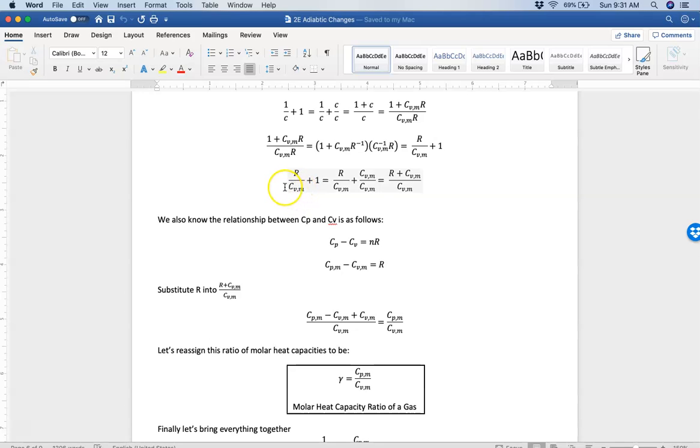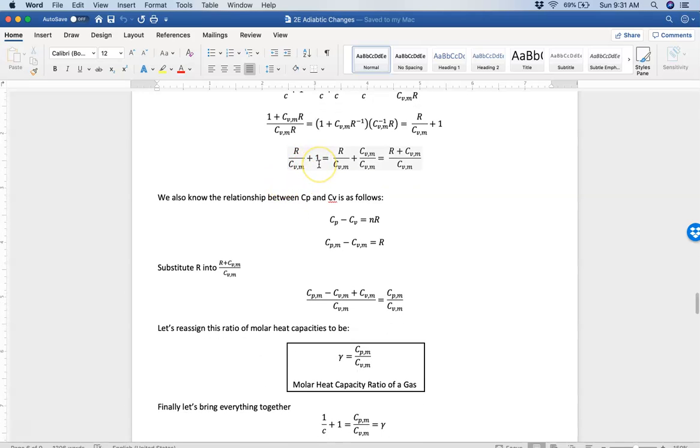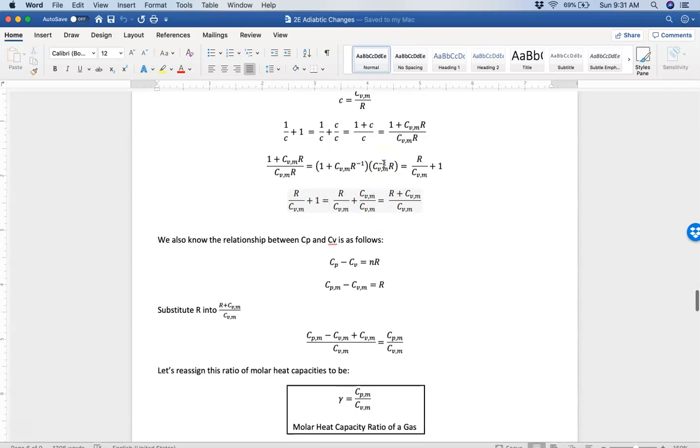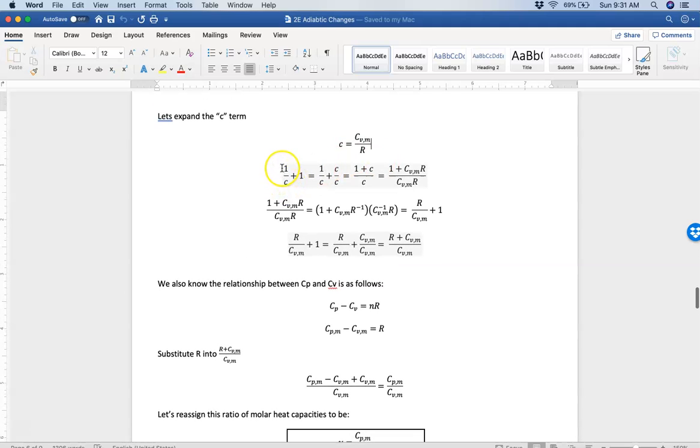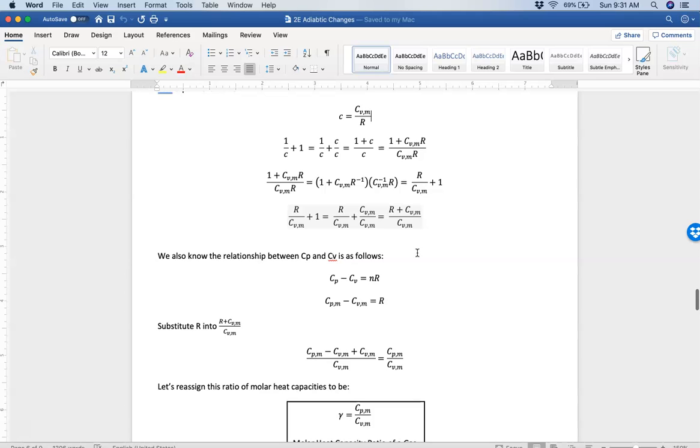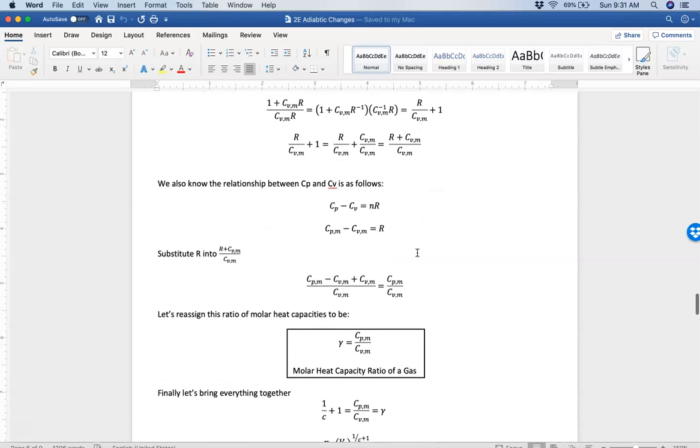Again, I'm just bringing this down because I'm running out of space. The 1, again, can be written as CVM over CVM to find our common denominator. We can add that together, and now all this work was to convert 1 over C plus 1 into R plus the molar heat capacity constant volume divided by the molar heat capacity constant volume. That was a lot of work, but you're going to see it's actually going to simplify even further.